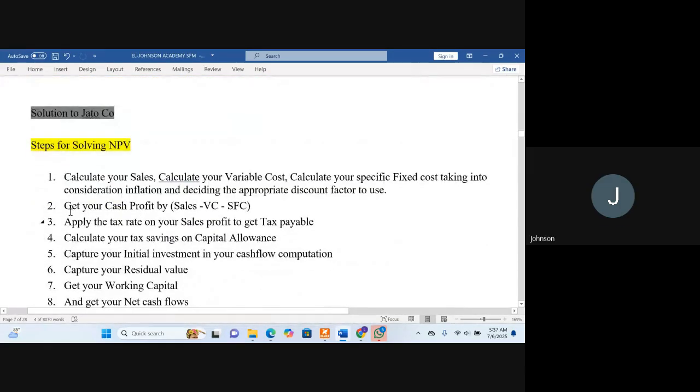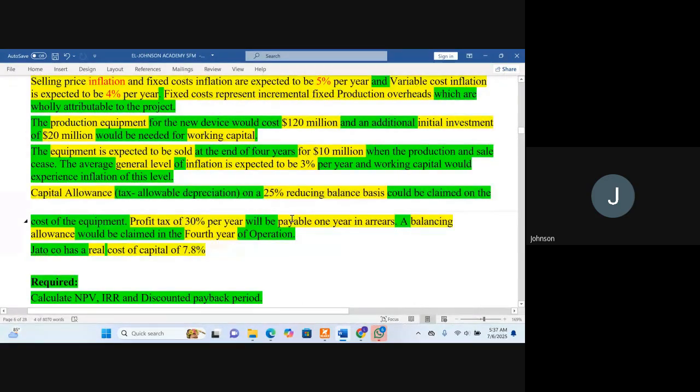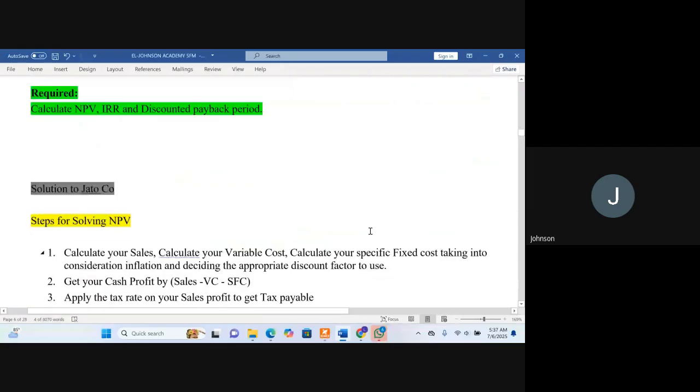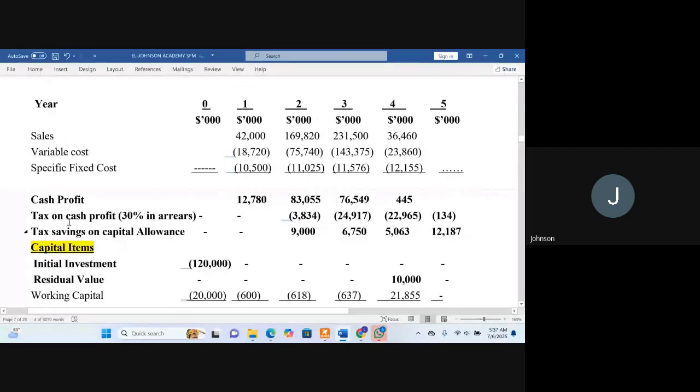So look at it. Step 2, get your cash profit. Then step 3, apply the tax rate on your cash profit to get the tax payable. So in the question, our tax is 30%. Naturally, in your exam booklet, you should have put a dash at tax to show that that is where your tax is. So it's 30%. So we now come here. We now say tax on cash profit is 30%.